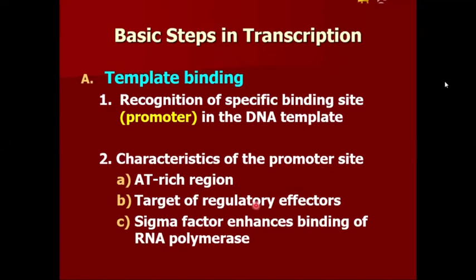Okay? So these regulatory substances called effectors or modulators, okay, they either stimulate gene transcription or inhibit gene transcription. And look at this one. The sigma subunit enhances the binding of the core RNA polymerase to this promoter site of the gene. Okay?